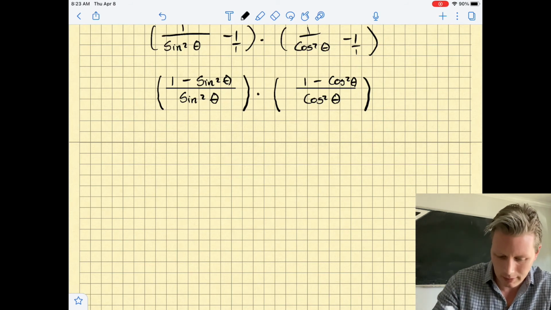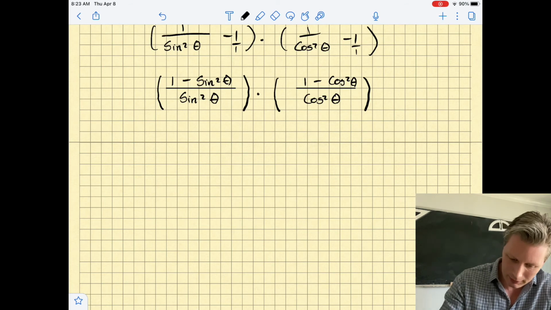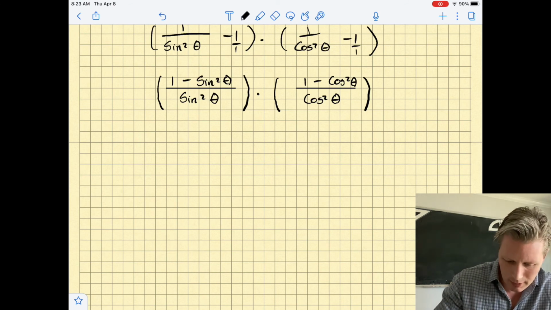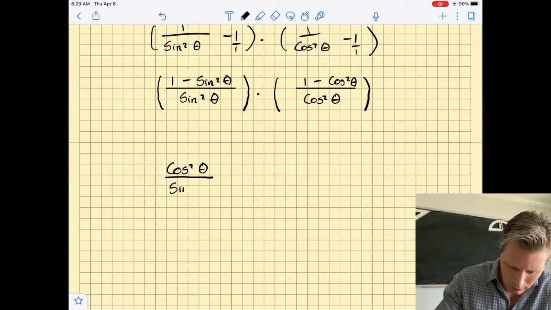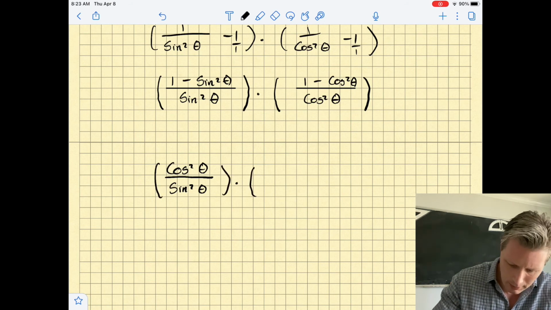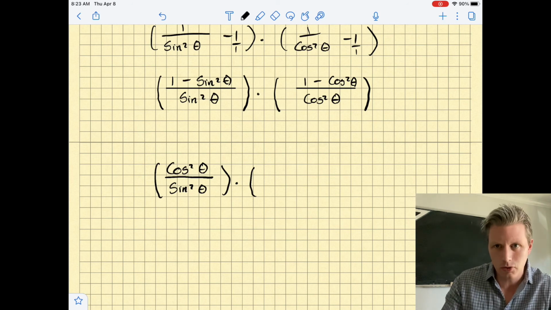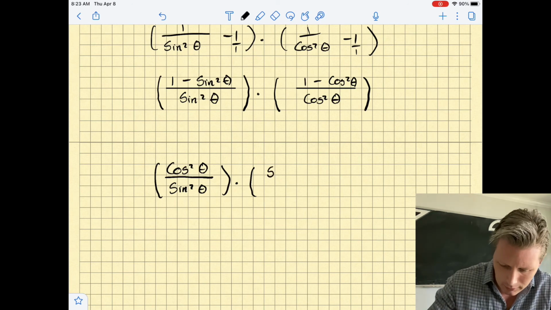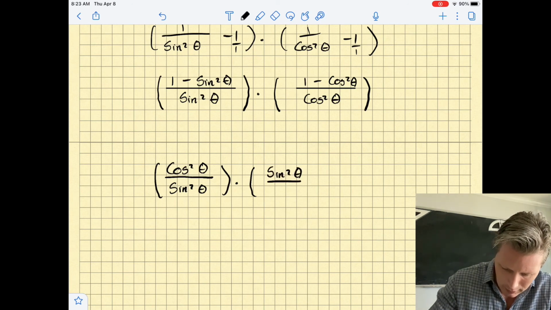And what I recognize now is that 1 minus sine squared, if I look at the left-hand side parentheses, is really just cosine squared theta, because we know that sine squared theta plus cosine squared theta is equal to 1. And so 1 minus sine squared is just cosine squared. So I can express this as cosine squared of theta all over sine squared of theta. And this is to be multiplied by, on the right-hand side, I have 1 minus cosine squared theta in the numerator. 1 minus cosine squared theta will be sine squared theta. And so this is sine squared of theta all over cosine squared of theta.